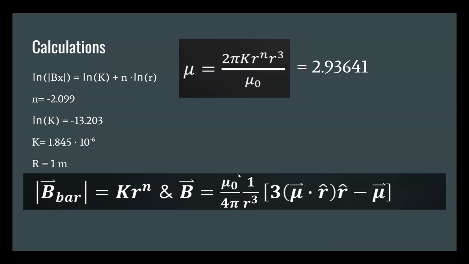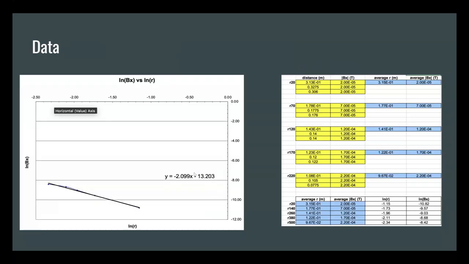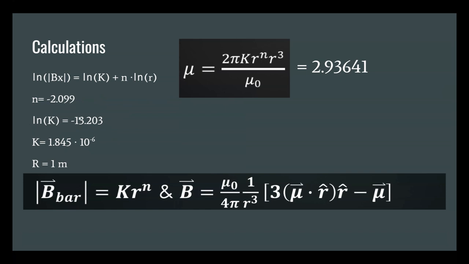So for our calculations, we use this equation here. Ln of the magnetic field equals ln of k plus n times ln of r. And we know that n is negative 2.099. We calculated back here that ln of k was negative 13.203. So that means k equals 1.845 times 10 to the negative 6th, and r equals 1. And we calculated mu over here using this equation, and we got 2.93641.